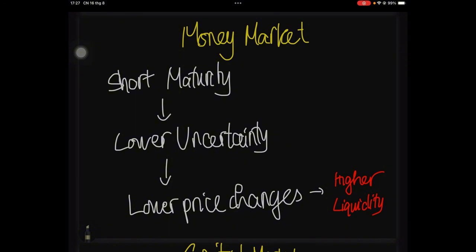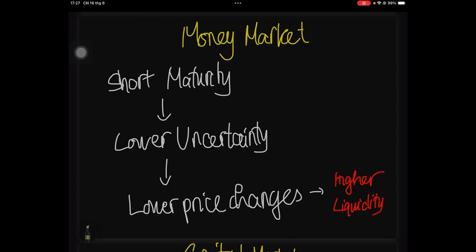Which one has more uncertainty? The answer is the 20-year investment. Over 20 years, many things can change: interest rates, inflation, economic conditions, credit conditions. But over 3 months, there is much less uncertainty. Because short-term securities have less price fluctuation, investors generally view them as safer.